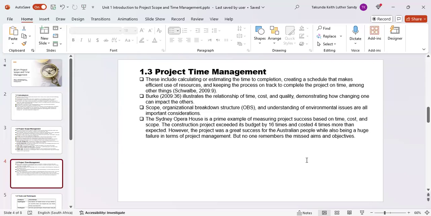So, project time management includes calculating or estimating the time to completion, creating a schedule that makes efficient use of resources, and keeping the process on track to complete the project on time, among other things. Sometimes other people might write it as schedule management, not project time management. So don't be confused with that one. They'll be mostly talking about the same thing.